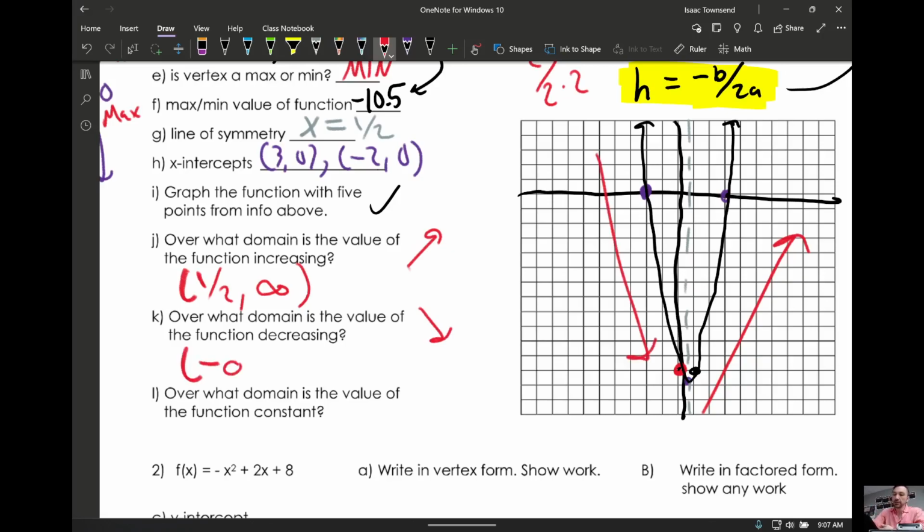So it starts going down from the far left and it keeps going down to 1/2. Now notice, I couldn't care less how far it goes up or how far it goes down. I care about when is it going up, when is it going down. We're talking about x values here. And then constant is when your graph is flat with no slope, and that doesn't happen here. So that doesn't apply.